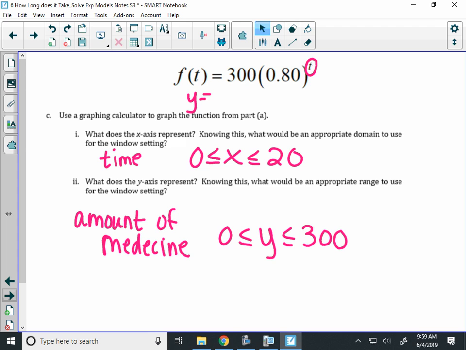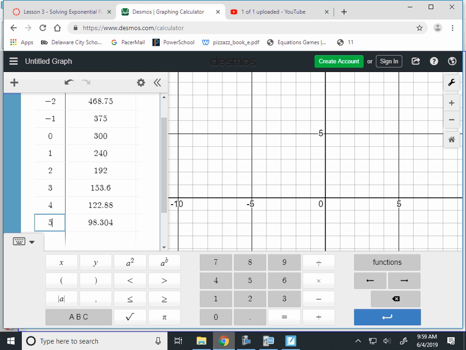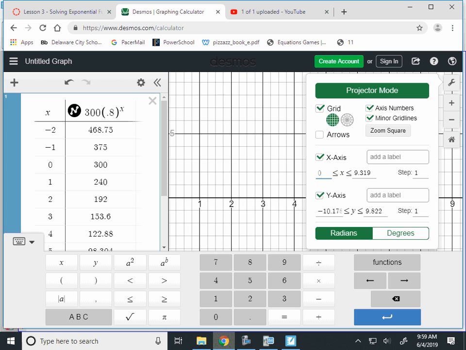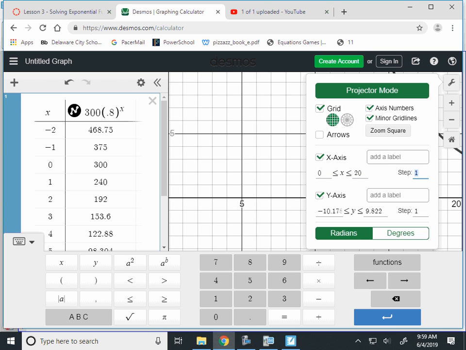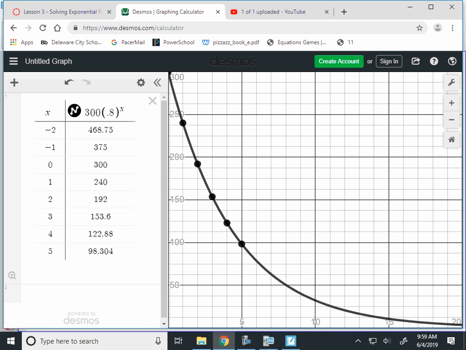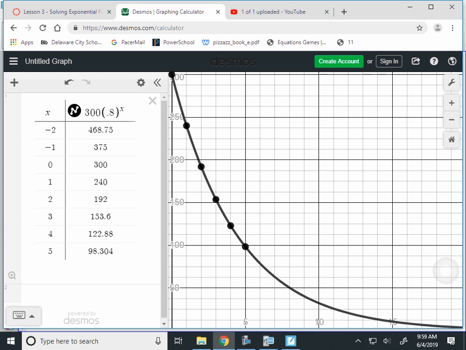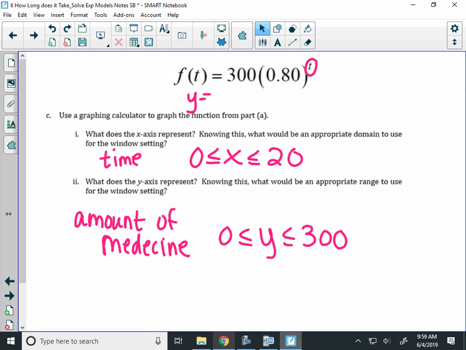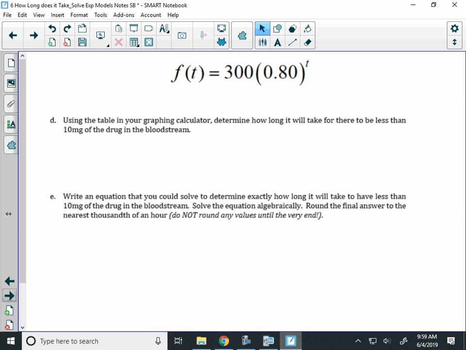So let's go ahead and type that in to Desmos. I already have the equation. Let's make our table. So we go from 0 to 20. And again, we can go by 1s or 5s, it doesn't matter. And then 0 up to 300. And maybe I'll go here by 50s. All right, there's my graph. Look, you see it's a decreasing exponential function. Looks pretty good.